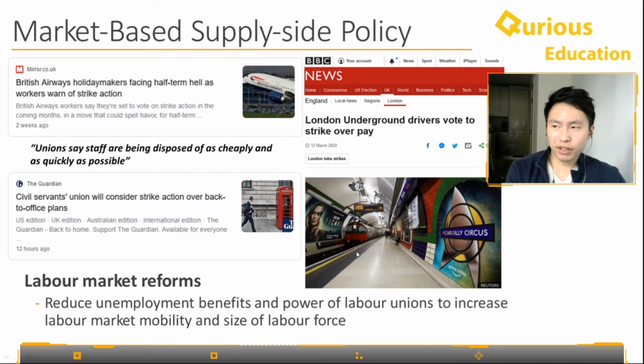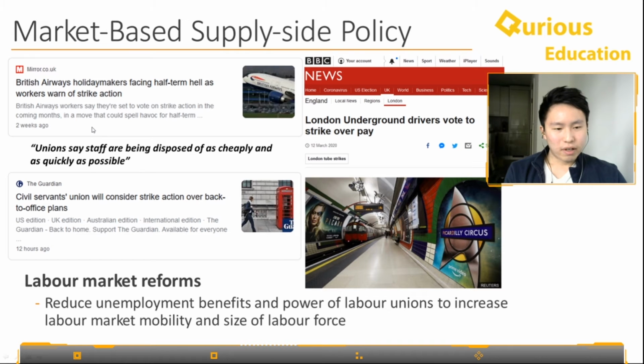And it is exactly because the labor union protects their workers that it would create inefficiency. So, for example, if we look at this example, unions say staff are being disposed of as cheaply and as quickly as possible because currently there's no demand for airlines. But according to the free market, this is the right thing that should happen, right? So this in general would be an indicator of economic efficiency if the union isn't there, or if the power of unions would decrease in their country.